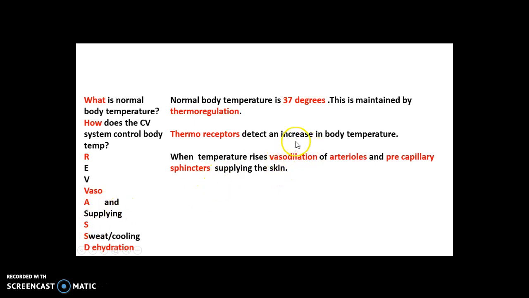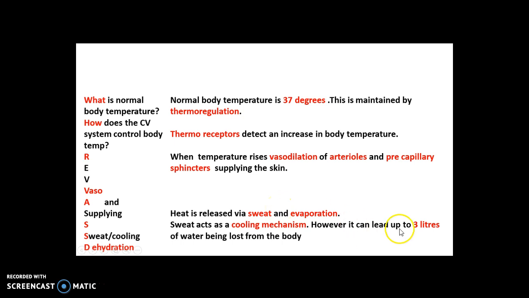Now, as a result of that, heat is released via sweat or evaporation, and it acts as a cooling mechanism. Now, the downside to this, of course, is that it can lead to up to 3 litres of water being lost in really hot conditions. So if you do not replenish, that's what people are always saying, drink lots of water when you're in hot conditions. If you don't do it, it's going to lead to dehydration. Now, dehydration can have a negative effect, because it makes it very difficult for us to carry out this process of thermoregulation.